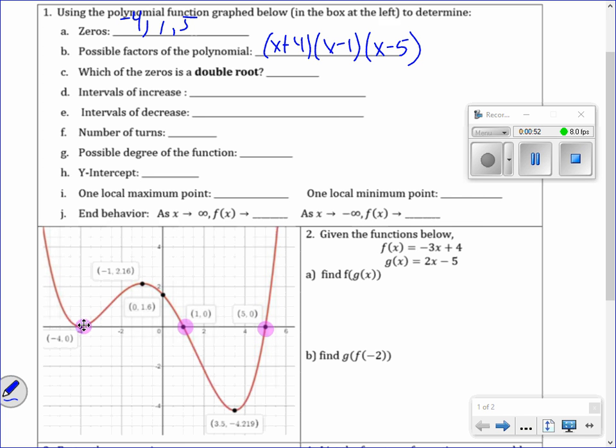All right, which of the zeros is a double root? So a double root is when your graph comes down and kind of bounces. So it bounces right there, it comes back up. So that indicates that that -4 was a double root. All right, intervals of increase. So increasing and decreasing, they have to do with kind of like the maxes and the mins.